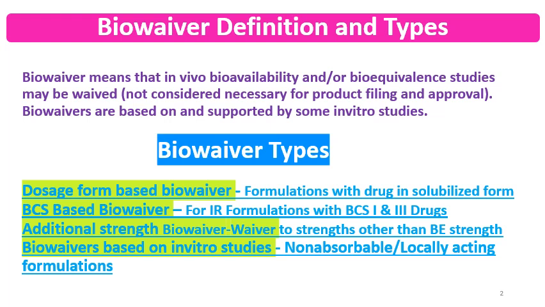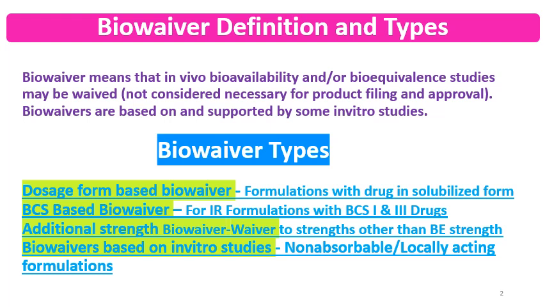Mainly there are four types of biowaivers. First, dosage form based biowaivers. These are given to products or formulations in which the drug is available in the solubilized form, like solutions, and the biowaiver is directly given. Then BCS based biowaivers, which are given for IR formulations containing BCS 1 and 3 drugs. Then additional strength biowaivers, which are given to the strengths other than the BE strengths.